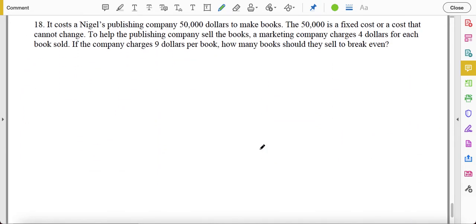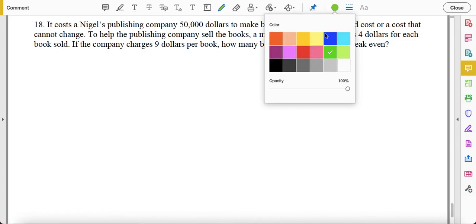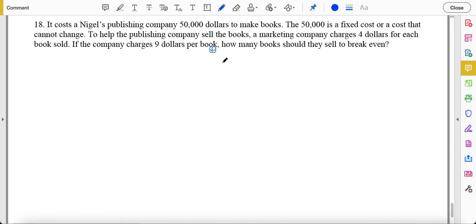All right, 18, last final problem here. So it costs Nigel's publishing company $50,000 to make books. The $50,000 is a fixed cost, or a cost that cannot change. Okay, so $50,000 fixed cost. To help the publishing company sell the books, a marketing company charges $4 for each book sold. The company charges $9 per book. How many books should they sell to break even?